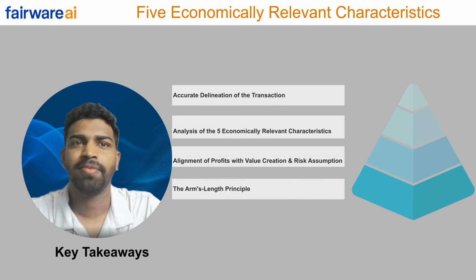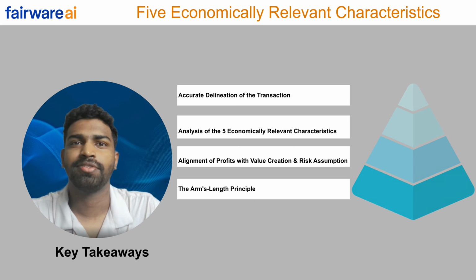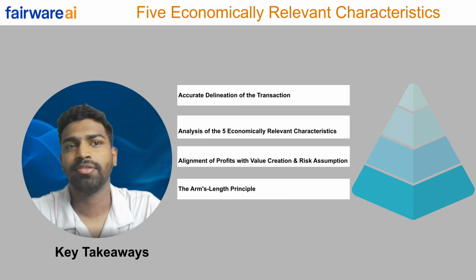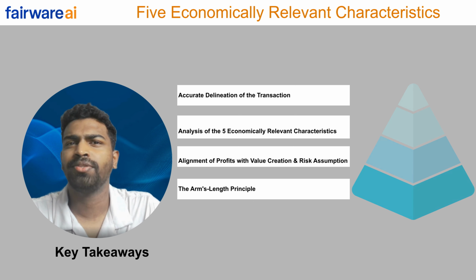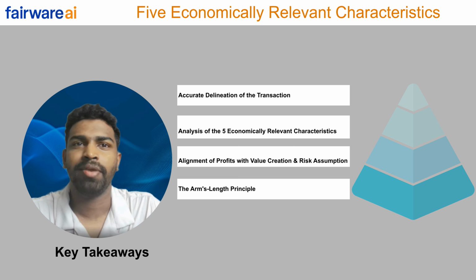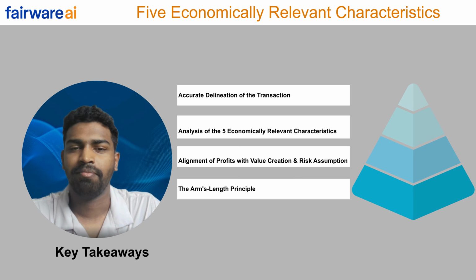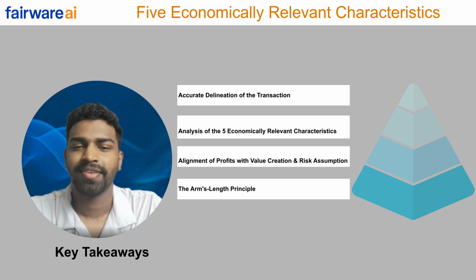To summarize, these are the five economic characteristics that form the foundation of transfer pricing analysis, and the most important takeaway from this is that numbers do not stand on their own. They are simply the results of the underlying economic activities that we have described as an iceberg.